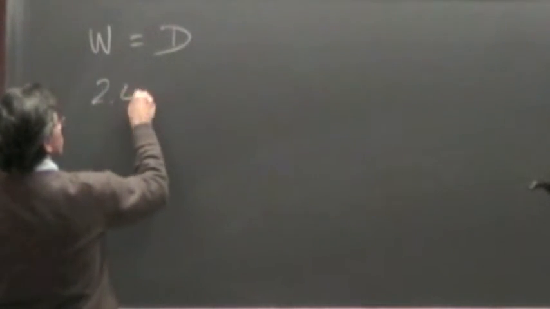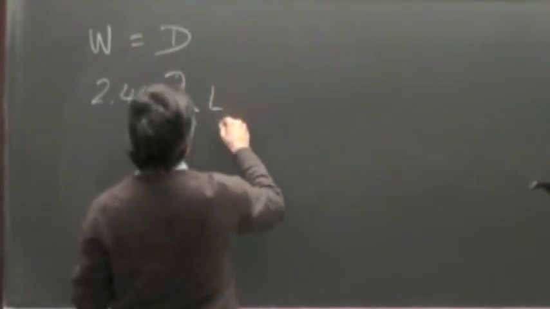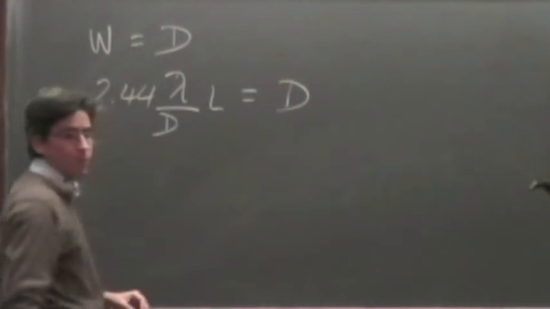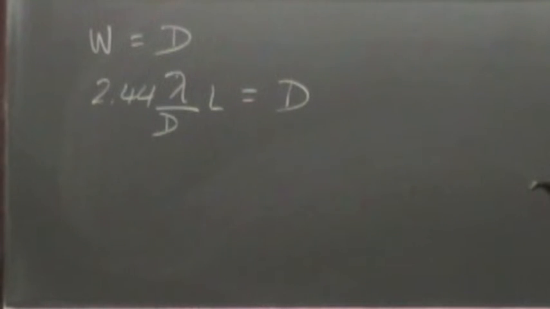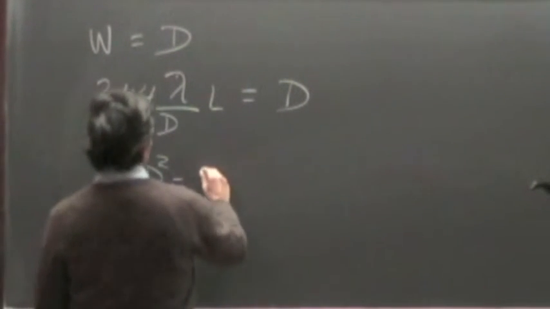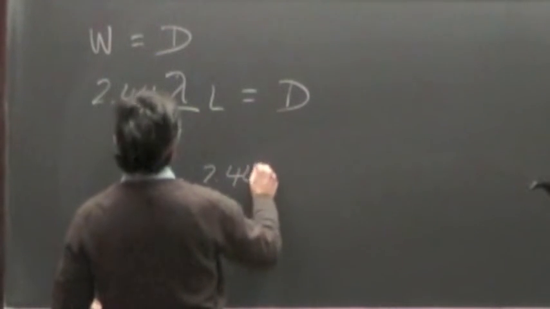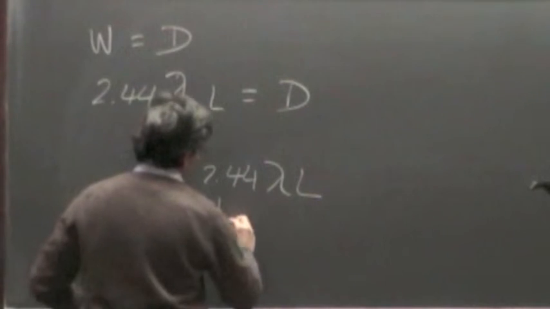that means that 2.44 times lambda over D times L should be equal to D, the width equals the diameter of the hole. So that implies that D squared is equal to 2.44 lambda L, and D is the square root of that.